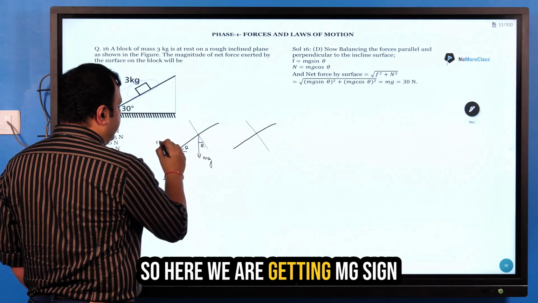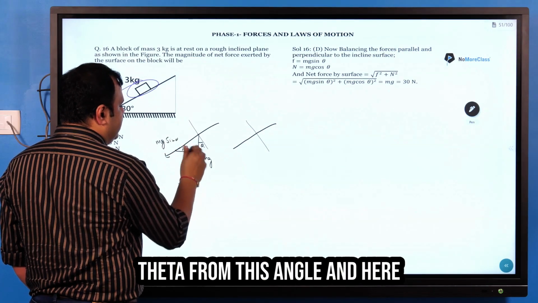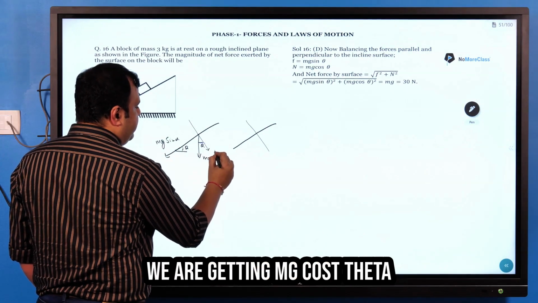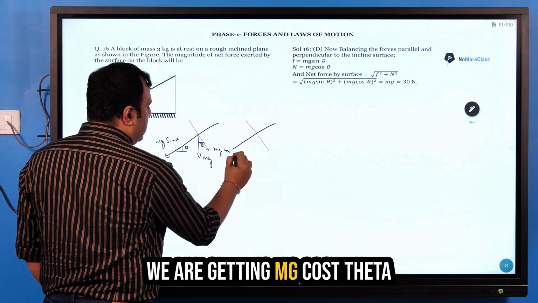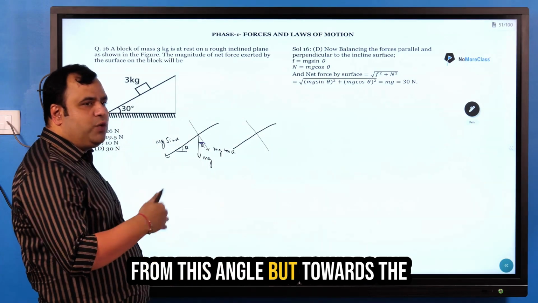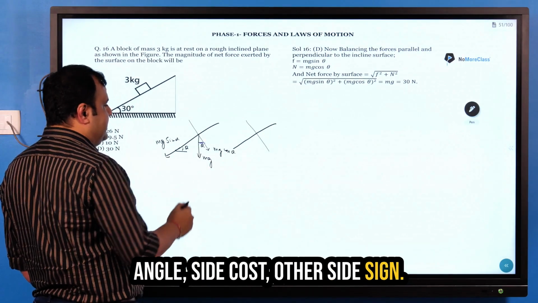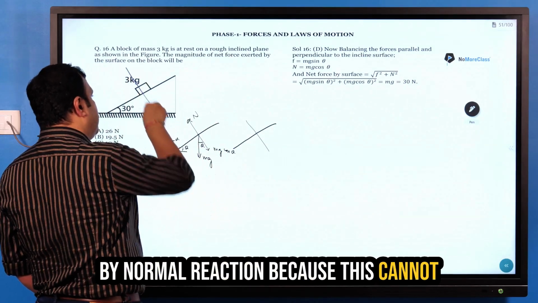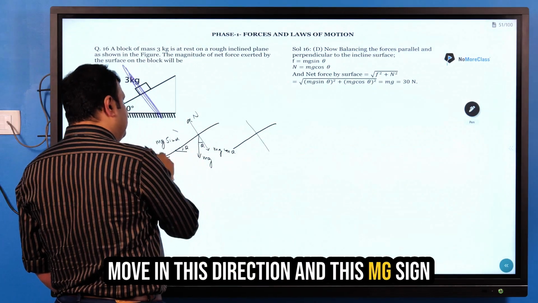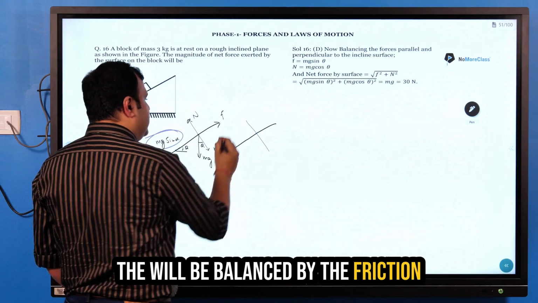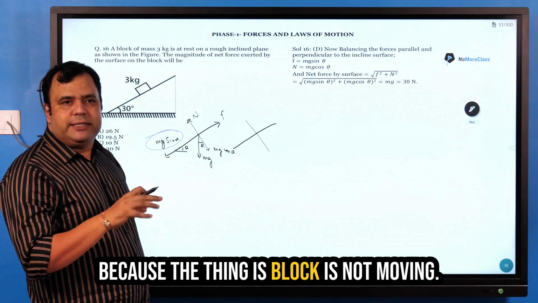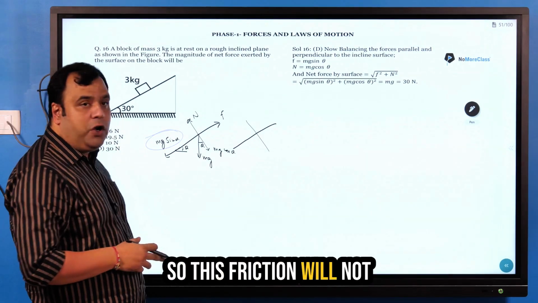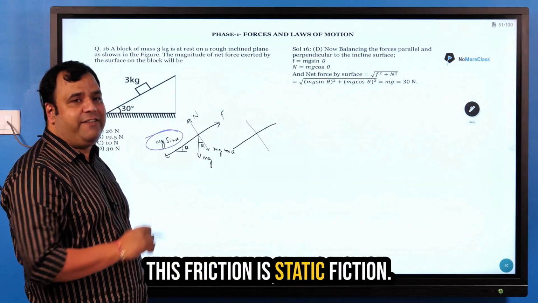So here we are getting mg sin theta from this angle, and here we are getting mg cos theta. Towards the angle side, cos; other side, sin. Now this mg cos theta will be balanced by the normal reaction because the block cannot move in this direction. And this mg sin theta will be balanced by the friction because the block is not moving. So this friction will not be kinetic in nature. This friction is static friction.